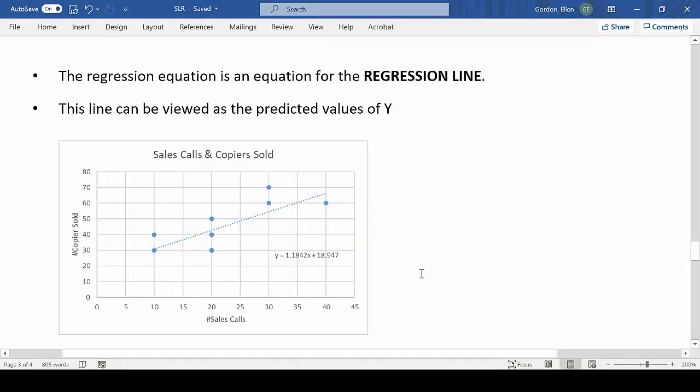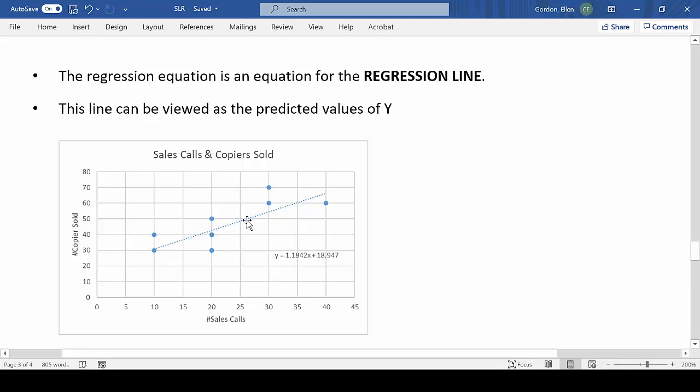So the regression equation is the equation for the regression line. So if you remember in previous modules, we inserted this trend line in scatter plots. This is the regression line. This is the regression equation. This line can be viewed as the predicted values of y. So you can see that we can go to our chart and we can get a rough estimate of our prediction. So if someone makes 20 sales calls, you can see they're going to sell a little more than 40 copiers. If someone makes 40 sales calls, they're going to make about 55 sales.